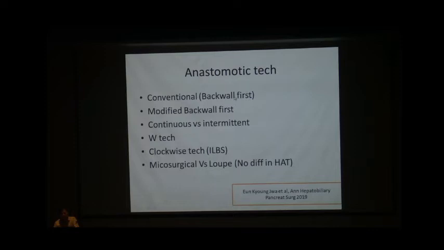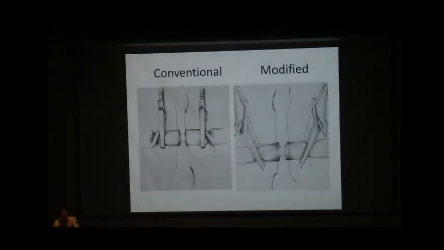6 o'clock and 12 o'clock. Then we turn the artery and do the back wall first. This is the conventional back wall first method, where we twist the artery, then do the back wall first, taking all the knots on the outside. Then the artery is again retwisted back to its normal position and the anterior wall is done.